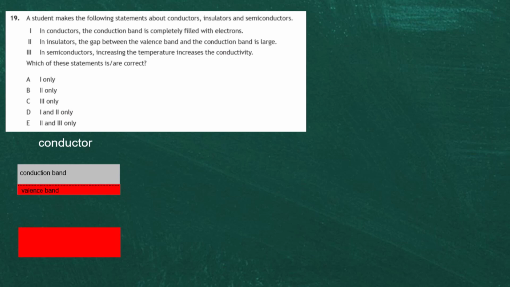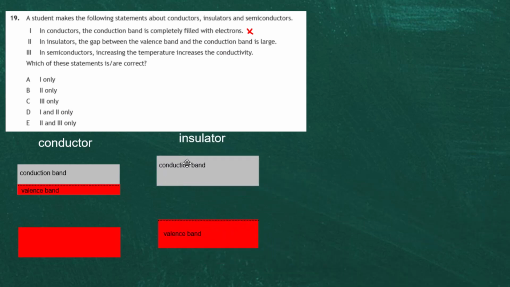Well, that's a wrong statement, because it's not completely filled with electrons. So we can mark that one wrong right away. What about statement 2? In insulators, the gap between the valence band and the conduction band is large.